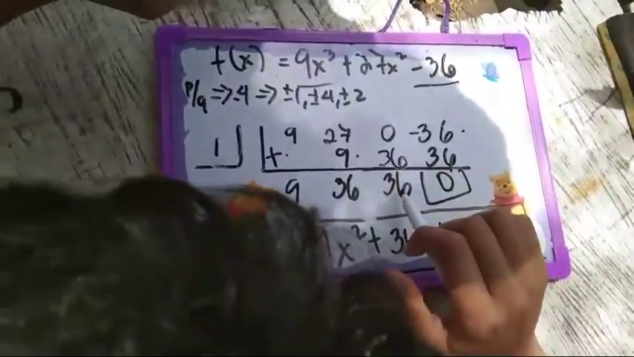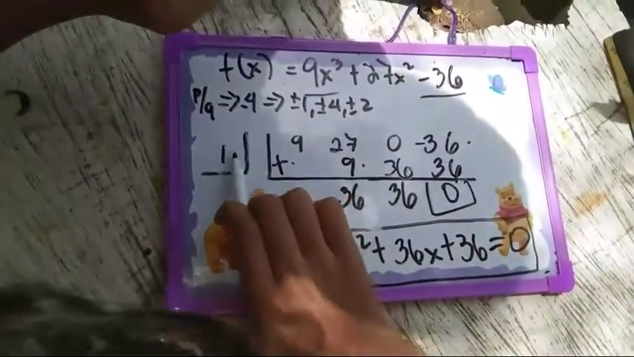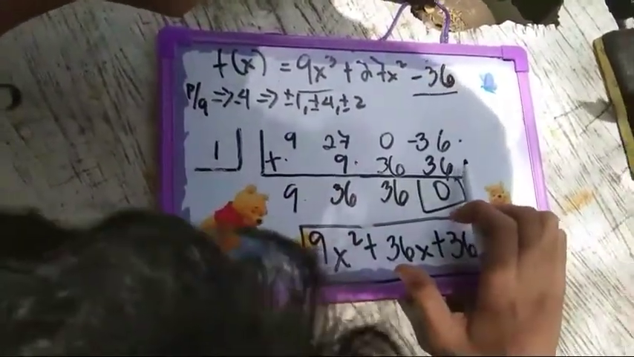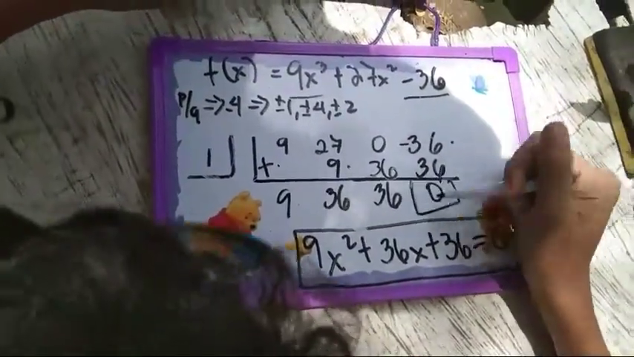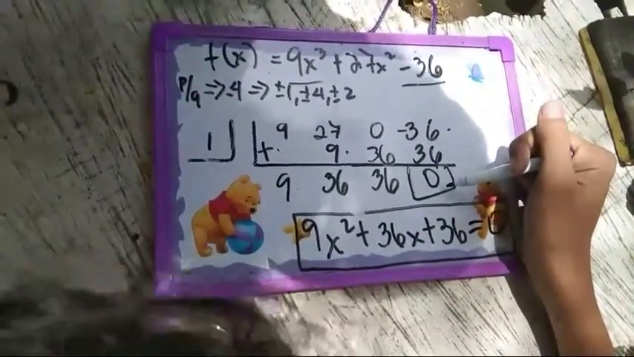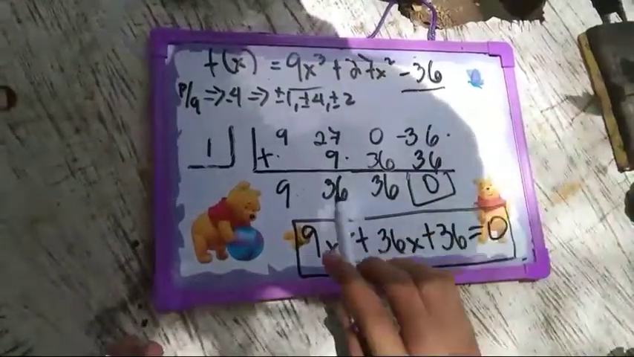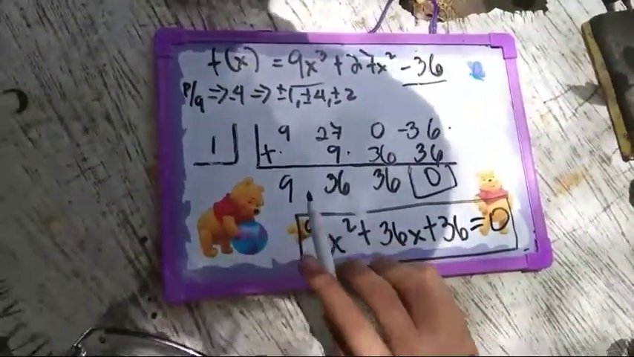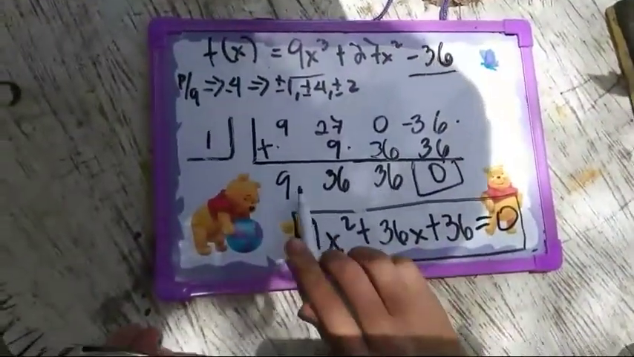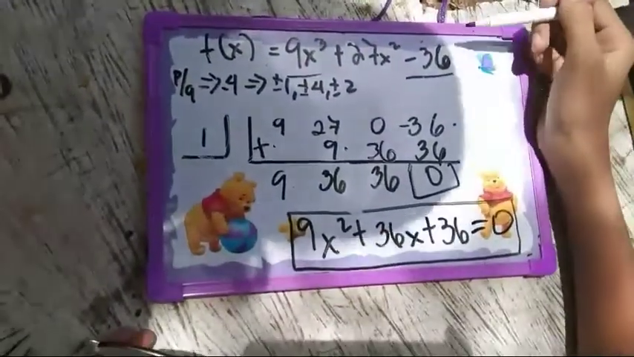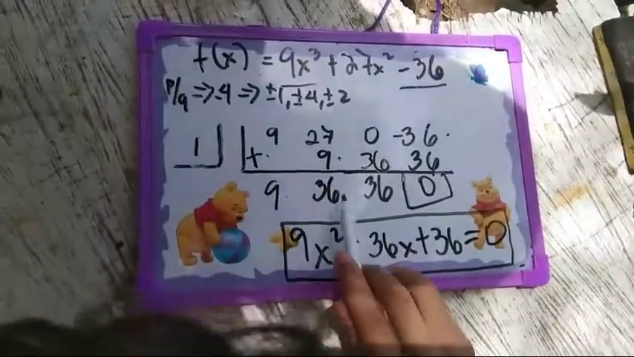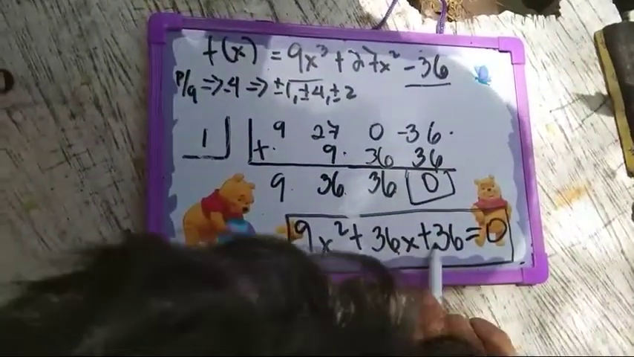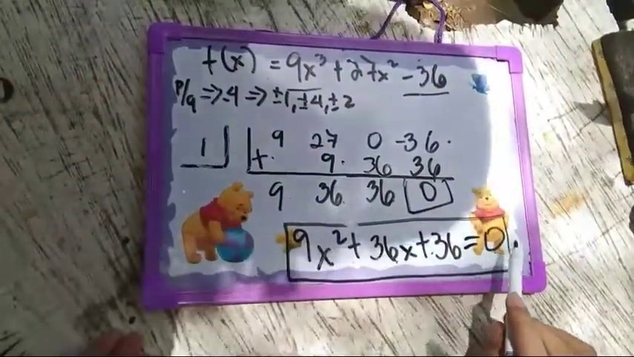Add will give you 36. 36 times our divisor, which is 1, would give you 36. So, negative 36 plus 36 would give you 0, meaning that our divisor is correct. So, we are now going to place our answers on the given polynomial function. That would give us 9x squared plus 36x plus 36, which is equal to 0.